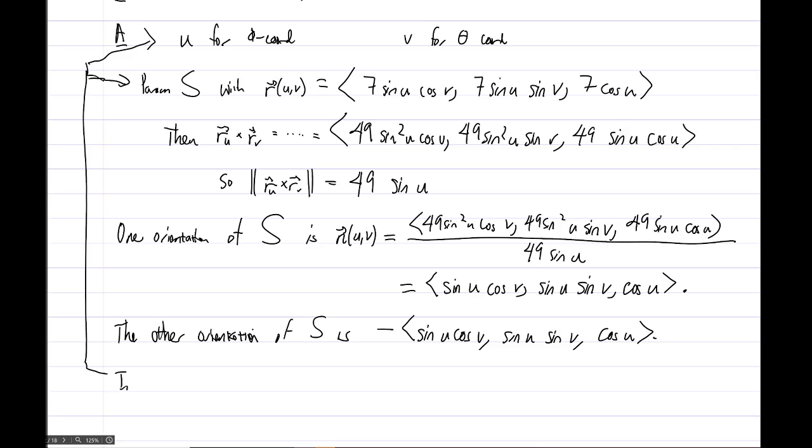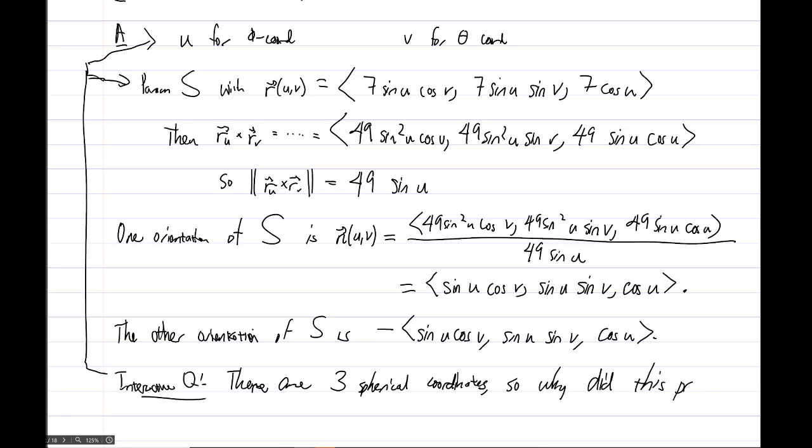So let's just ask this interactive question. Look, there are 3 spherical coordinates, aren't there? 3 spherical coordinates. So why did this parameterization involving just 2 parametric variables, u and v, why did this work?